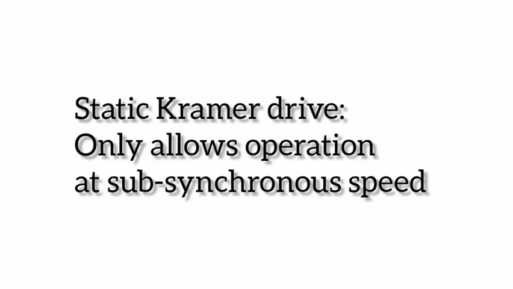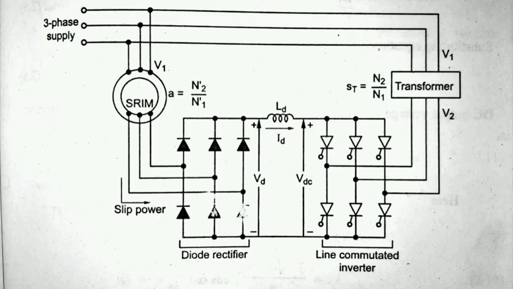The static Kramer drive only allows operation at subsynchronous speed. This is the basic circuit configuration of the static Kramer drive. The static Kramer drive consists of a slip ring induction motor, a transformer, and a combination of a diode rectifier and inverter.